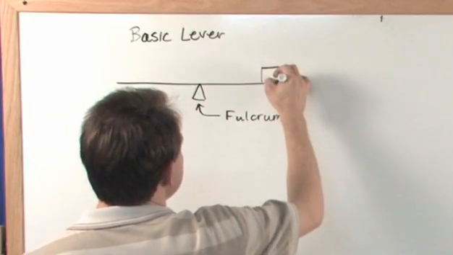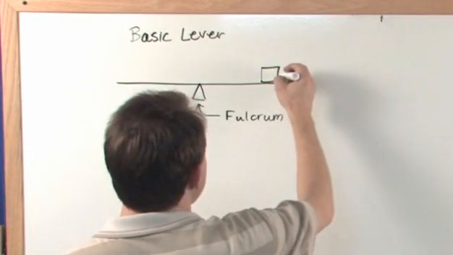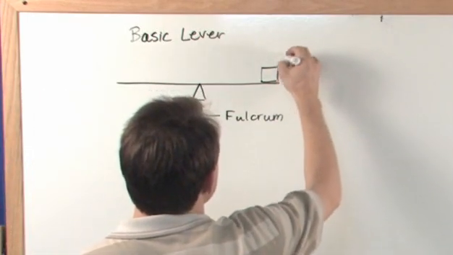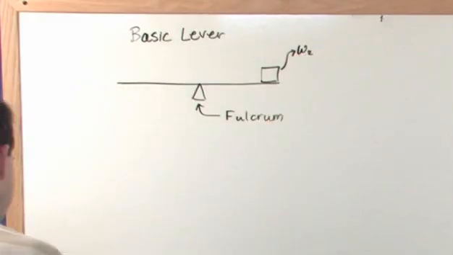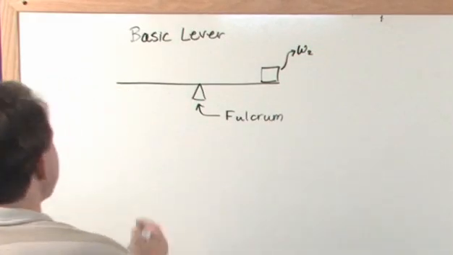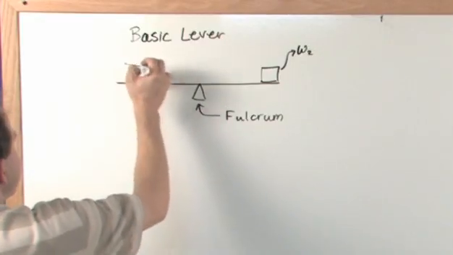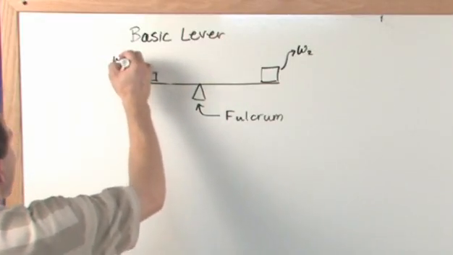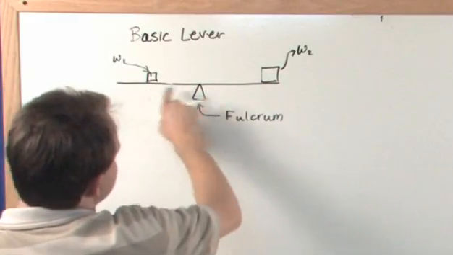I'm just going to draw him as a box, but it could be a person, okay? A big box, let's say. And he has some weight, okay? I'm going to call him weight 2 because he's box number 2, let's say. And then you have a little smaller box over here, and I'm going to say that he is weight 1 because he's box number 1. So you have two boxes, different weights, okay?